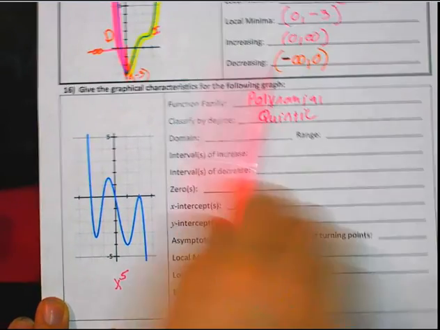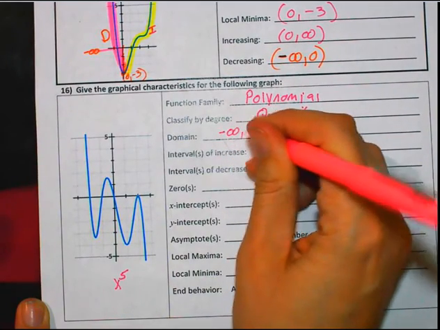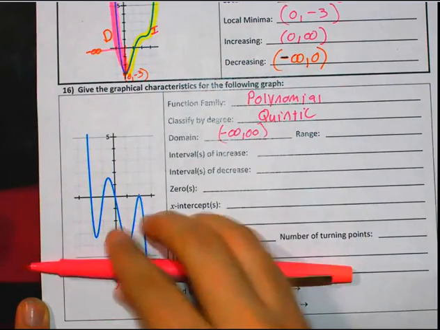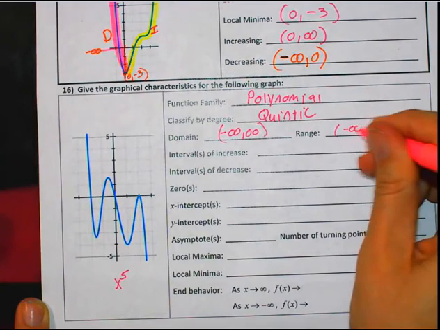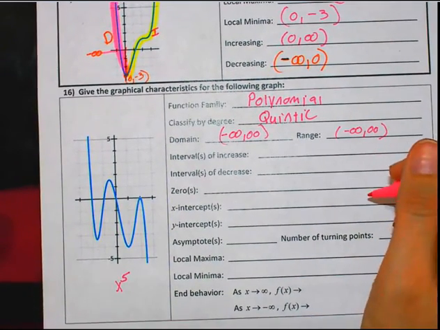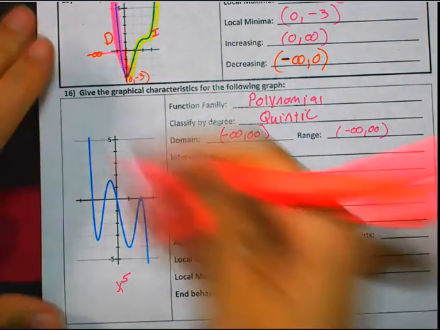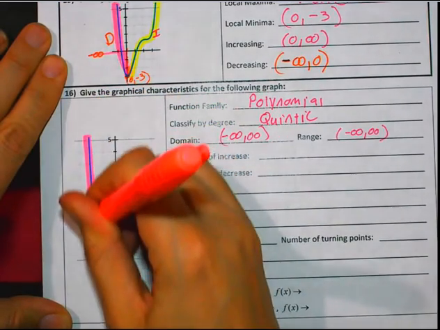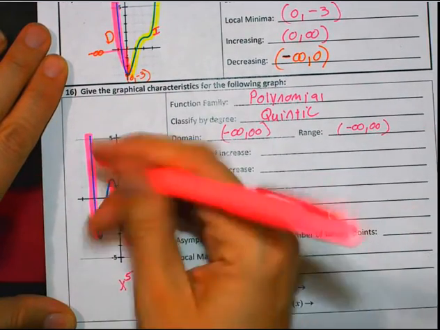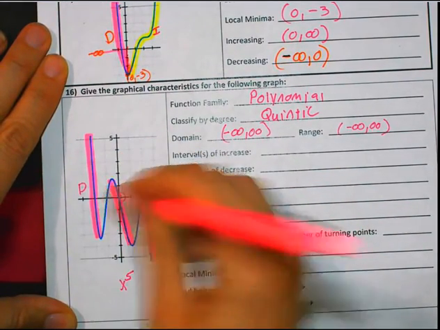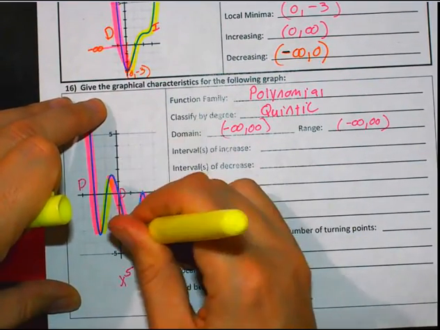Okay, domain from left to right is going to be -infinity to positive infinity. Range going down to up, it's going to be -infinity to positive infinity. Okay, so increasing and decreasing. So let's do all of our decreasing first. See that I'm decreasing from here to here, here to here, and here to here. So decreasing, decreasing, decreasing, increasing, from here to here, and here to here.